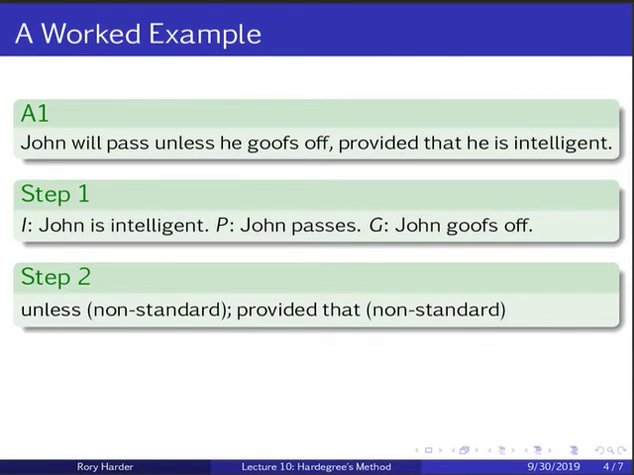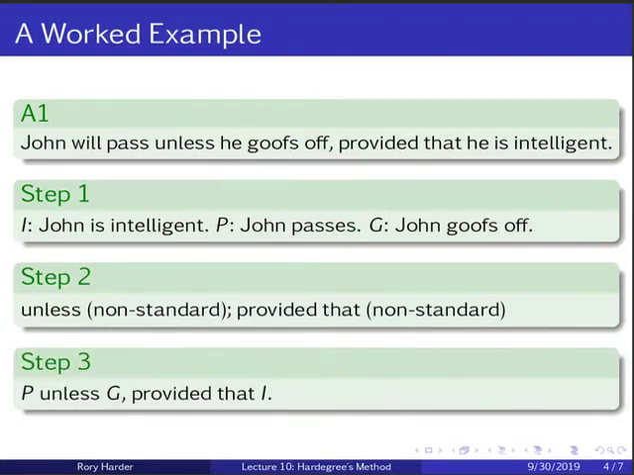Then in the third step, what we do is we go through the whole sentence, and we replace the simple sentences with the sentence letters of our translation manual. And what we get is this: P unless G, provided that I. So here we have a partial translation where the simple sentences are replaced with atomic sentence letters, but we do not try to translate any of the connectives yet.